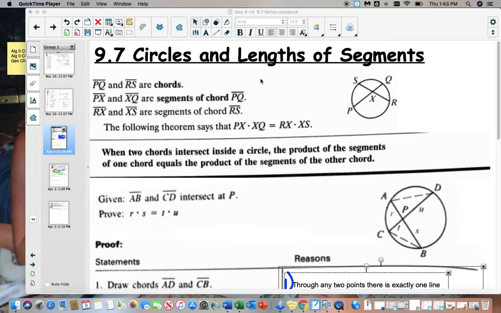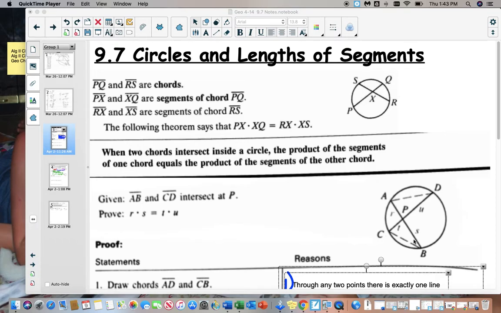Good morning, class. Today we're going to talk about circles and chords and angles. Last class we focused more on when two chords are drawn. We focused on the angle and how that relates to the arcs. Now we're going to talk about the segments that are formed.